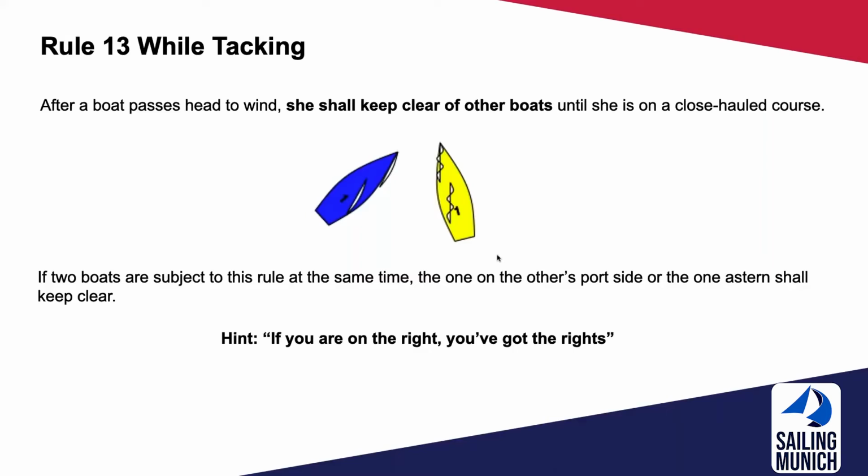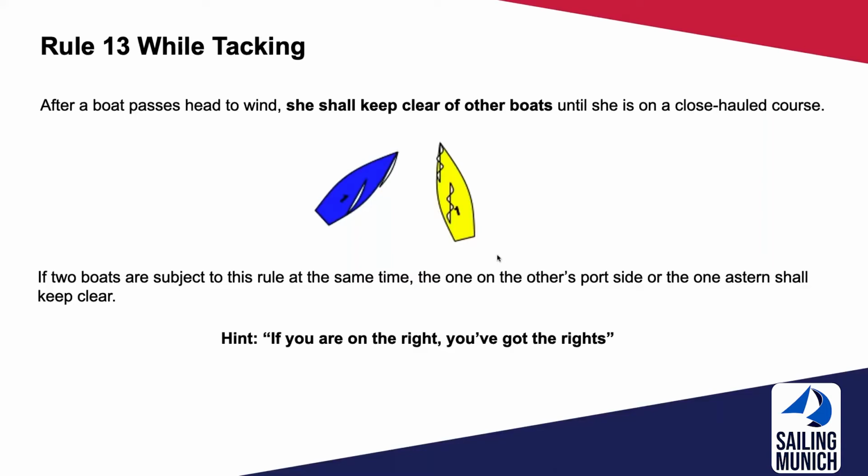So here we have yellow has passed head to wind, so she is tacking and she must keep clear of blue. So it's very straightforward. If you're tacking, you have to keep clear. Now you might say, well, what if both boats are tacking? Well, the rule goes on to say if 2 boats are subject to this rule at the same time, the one on the other's port side or the one astern shall keep clear.